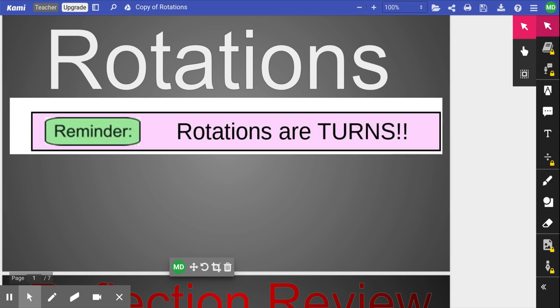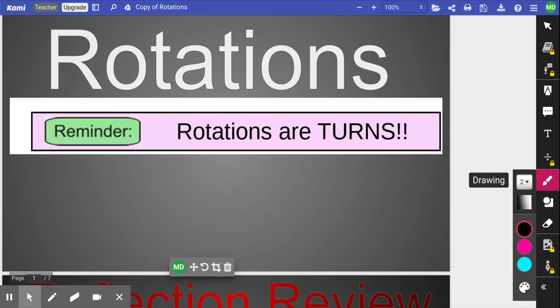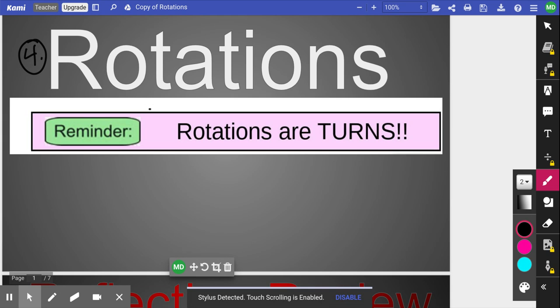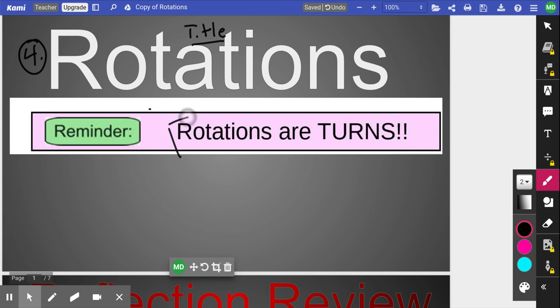We are on our notes. So go to your notebook. We're going to go to page 4. And our goal on page 4 of our notebook is to figure out how to do rotations. Specifically, we're going to start slow. But what we have to remember is that rotations are turns. So on page 4 in your notebook, put the title. And remember that rotations are turns, okay?